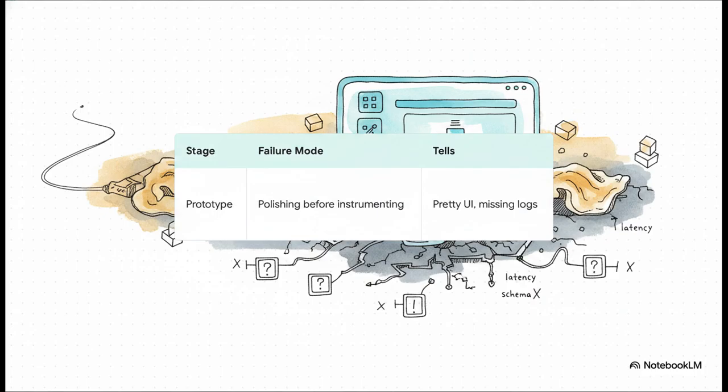How do you know you're messing this up? Well, if your quote-unquote narrow path has quietly turned into a 10-lane highway, and you're focusing on polishing before instrumenting, if your user interface looks incredibly pretty, but under the hood your logs are missing basic stuff like inference latency or structured output schemas, you've completely lost the plot of the prototype phase.